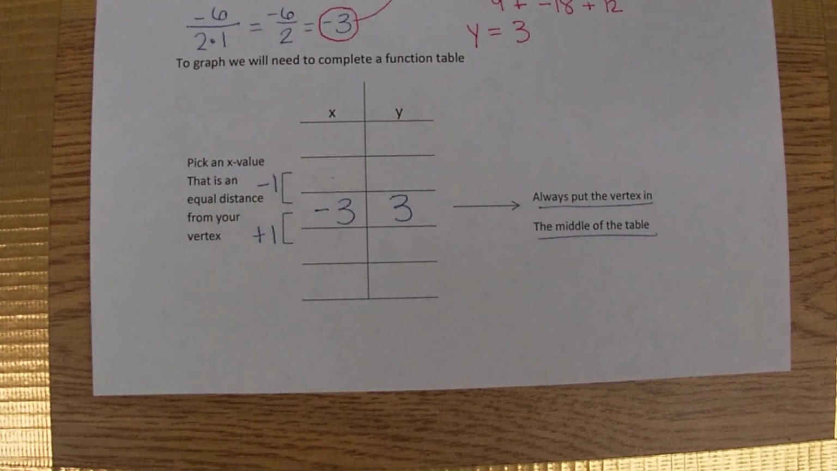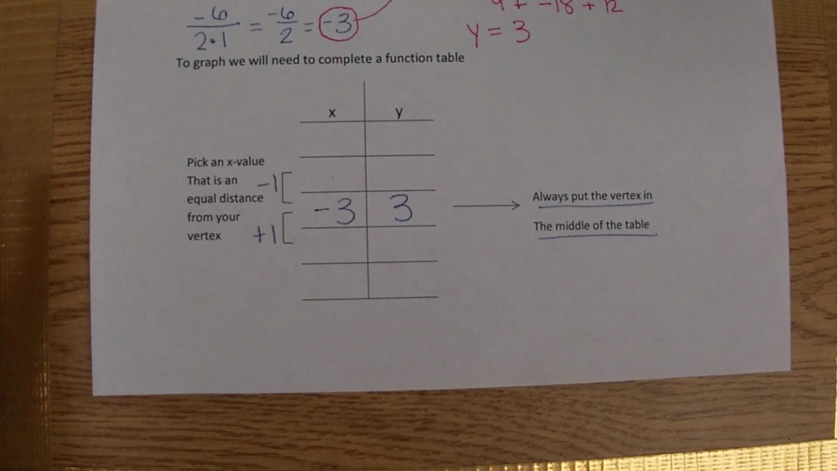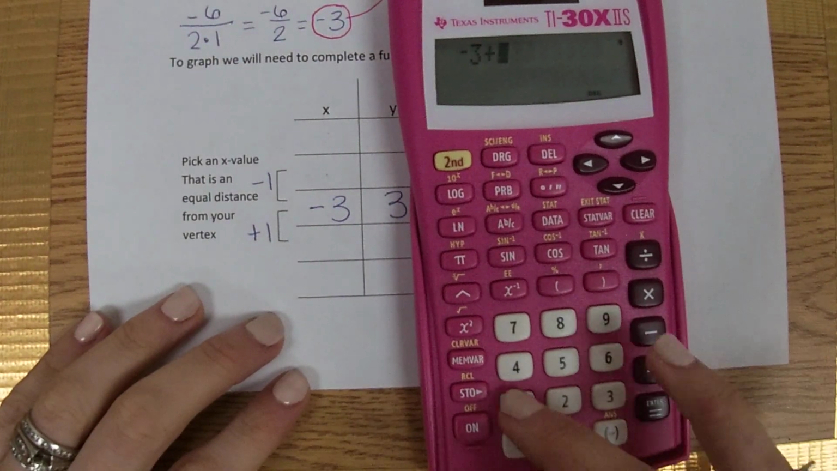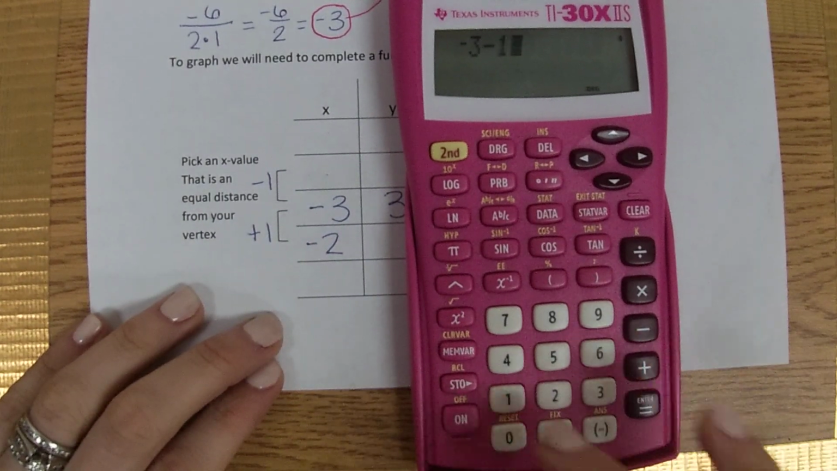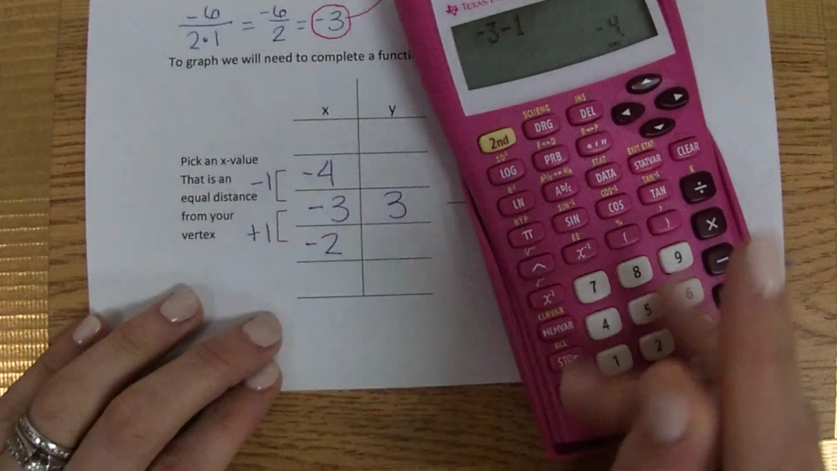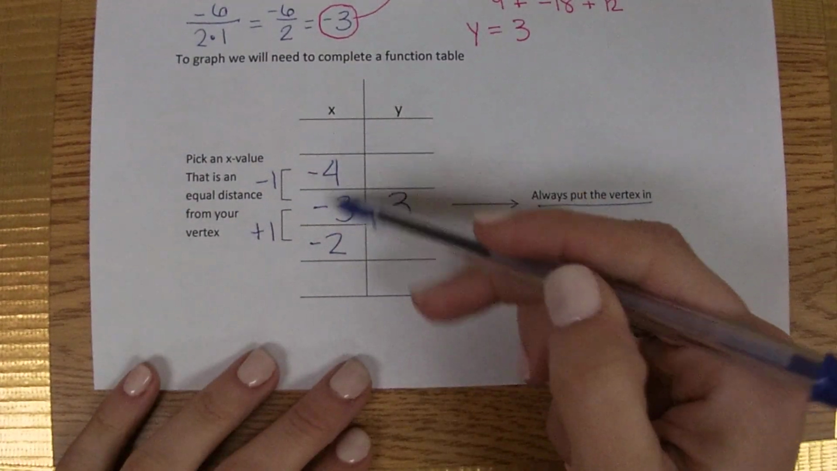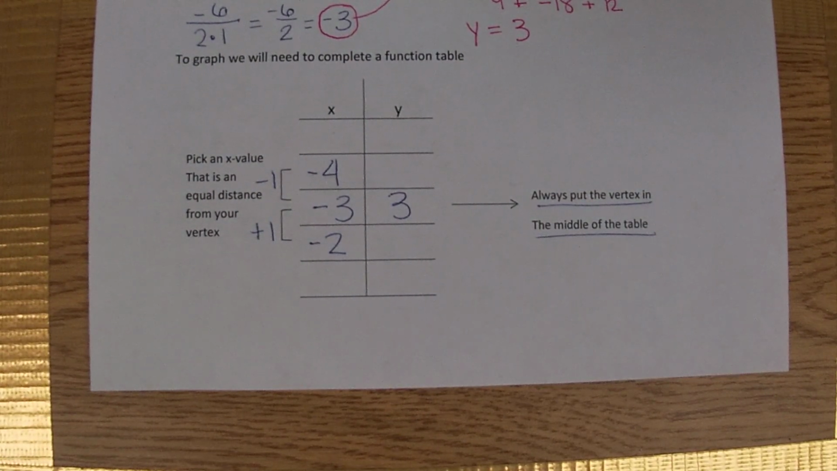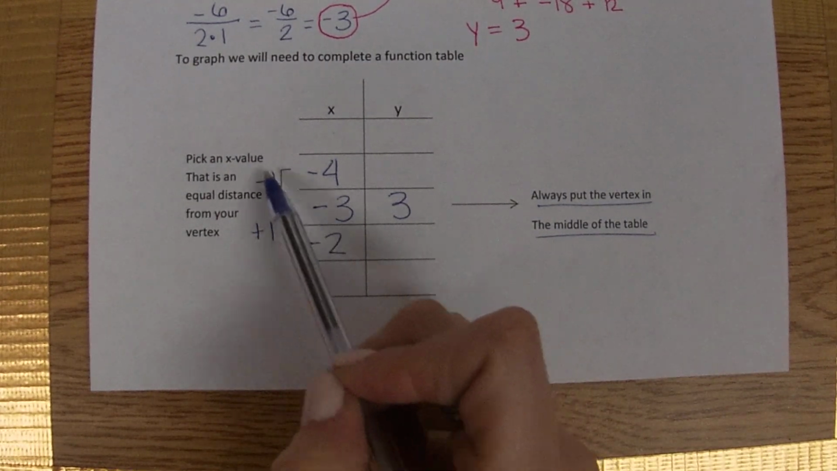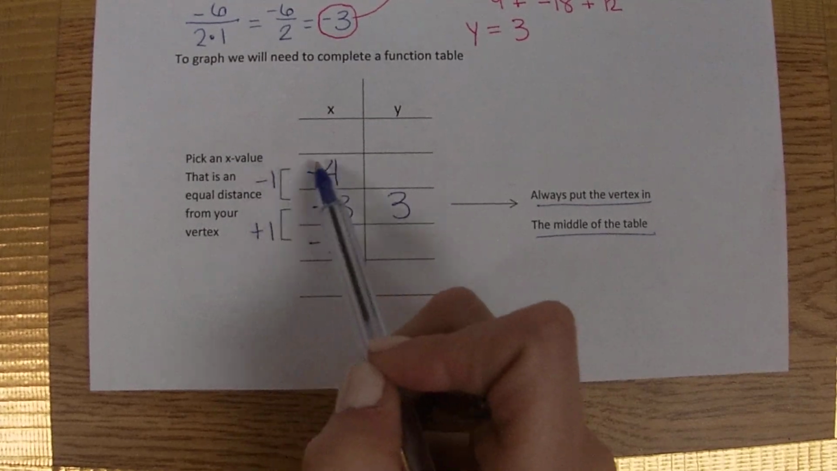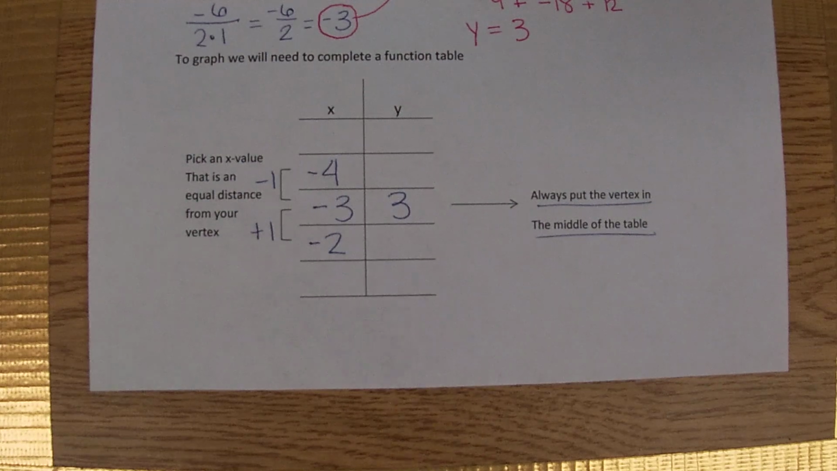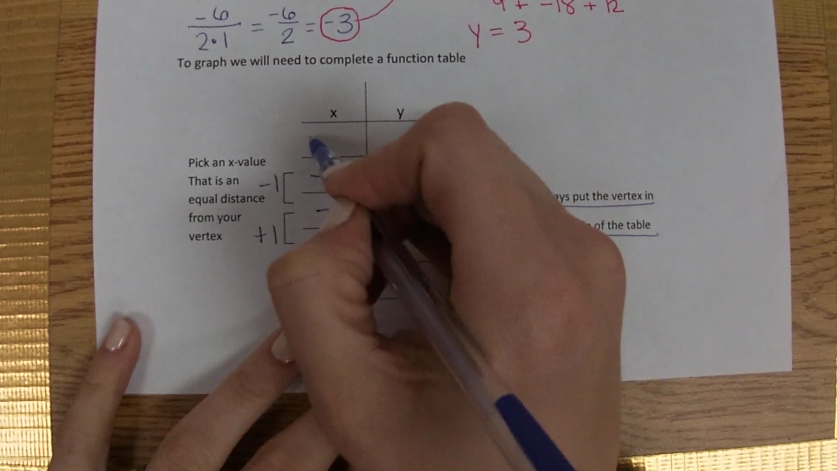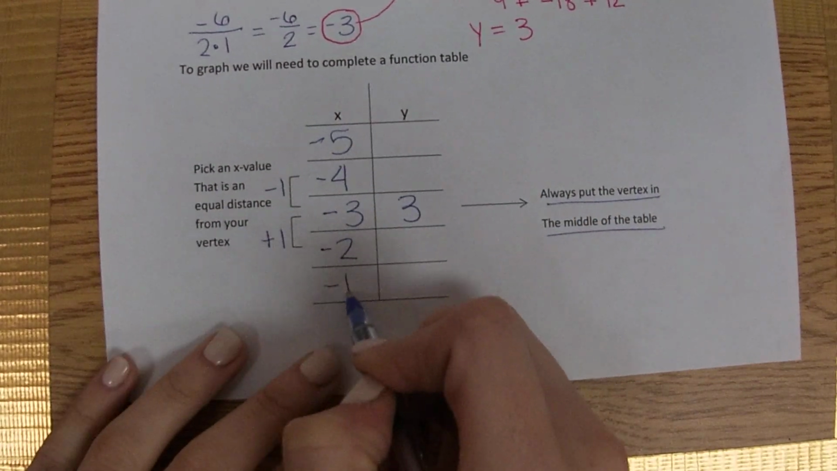Now, if you're not good with negatives, you could pick up your calculator and do -3 plus 1 equals, and -3 minus 1 equals. Or if you're fine working with negatives, you could just mentally do that math. Now, you do not have to count by one. You could decide to count in any pattern you want here. But again, just being simple and easy, we're going down by 1, so we'll get a -5 and a -1.